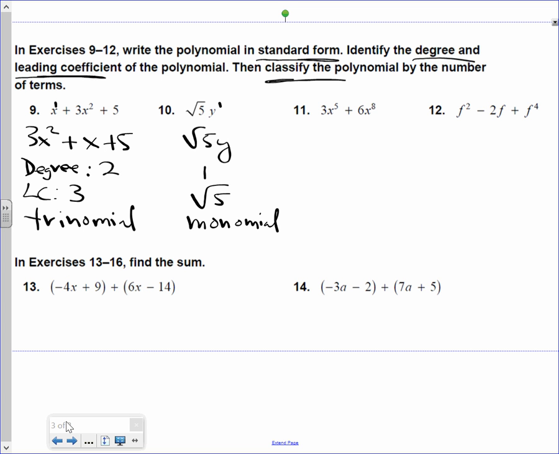We're rocking and rolling. Standard form. Is it in standard form, number 11? No. 6x to the 8th has to come first for it to be in standard form. Then plus 3x to the 5th. What's the degree? 8. Highest exponent. Leading coefficient? 6. What's the name of it? Binomial. It's 2 terms. Binomial.